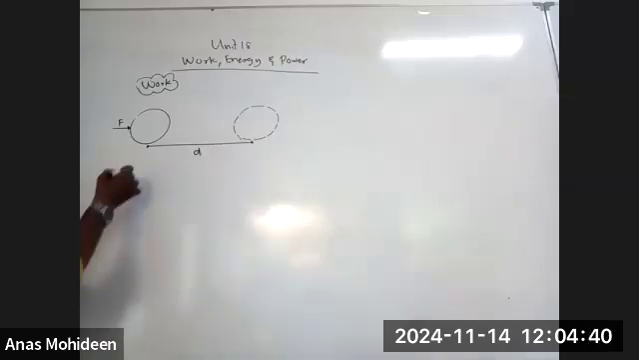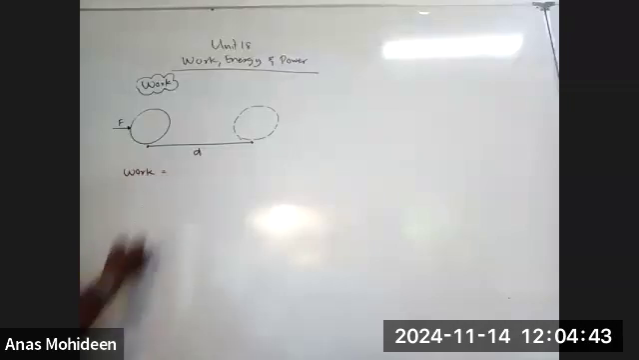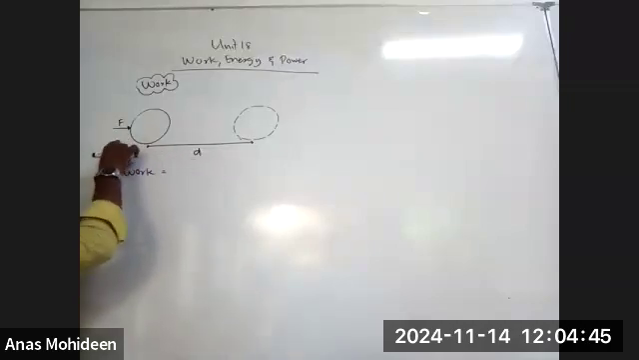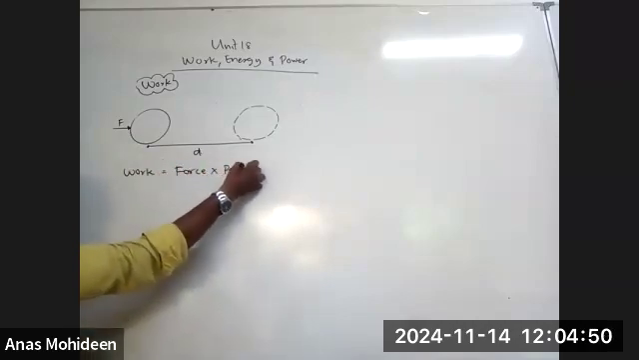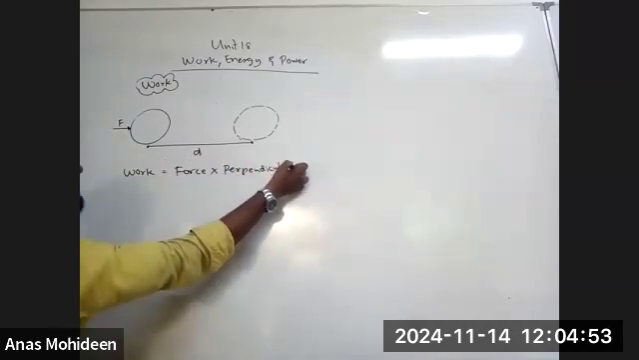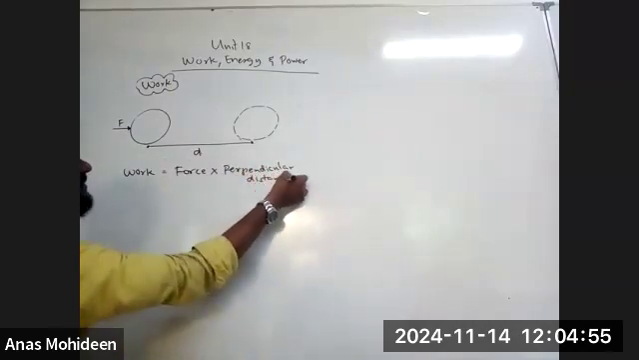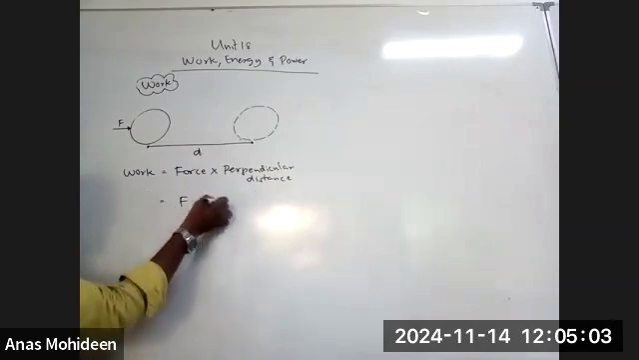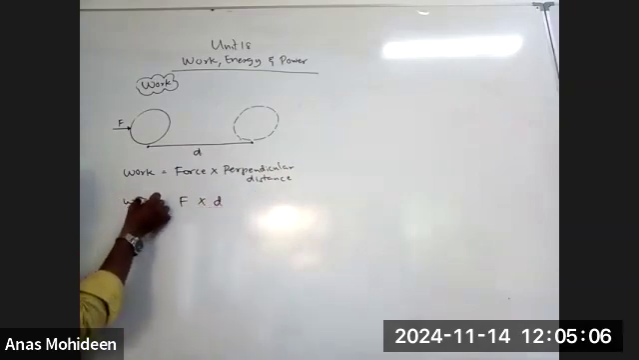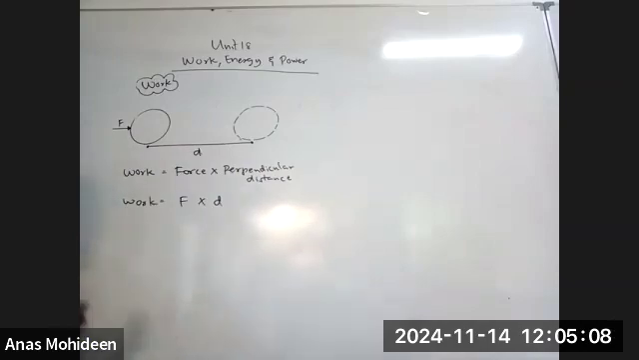So what is the work? The work done you can obtain by multiplying these 2 factors: the force into the perpendicular distance. So the work done is equal to F into D. Work is given the symbol capital W, but at our level we don't use that symbol because in some other places we are using the W. So let me write it as work, F into D.